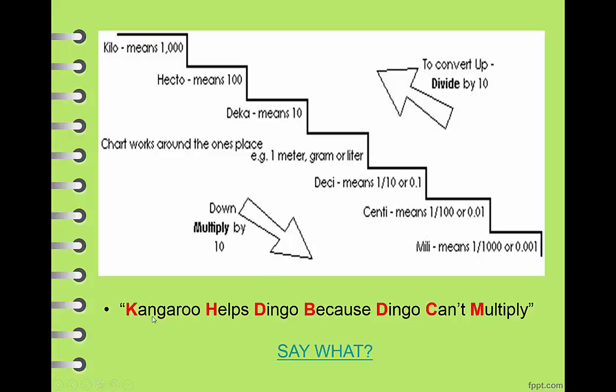There's a mnemonic that you can use to help you remember what goes on each step of the stairs and how to use it. There are several of these out there, but the one that I like is kangaroo helps dingo because dingo can't multiply. So kilo, hecto, deca, base unit, deci, centi, and milli.